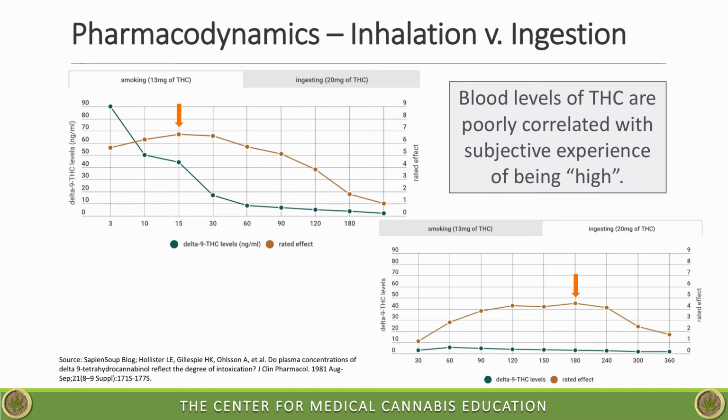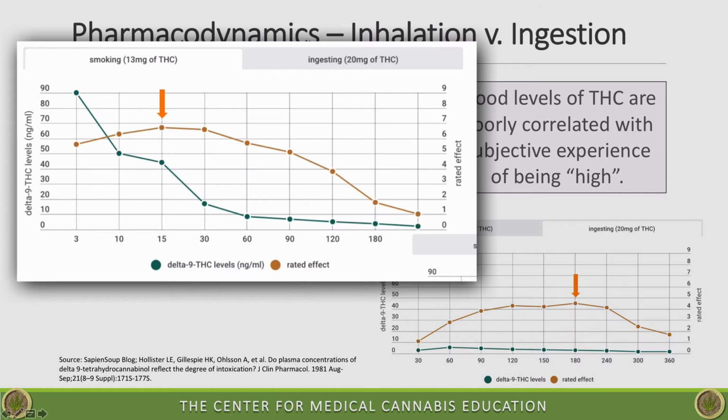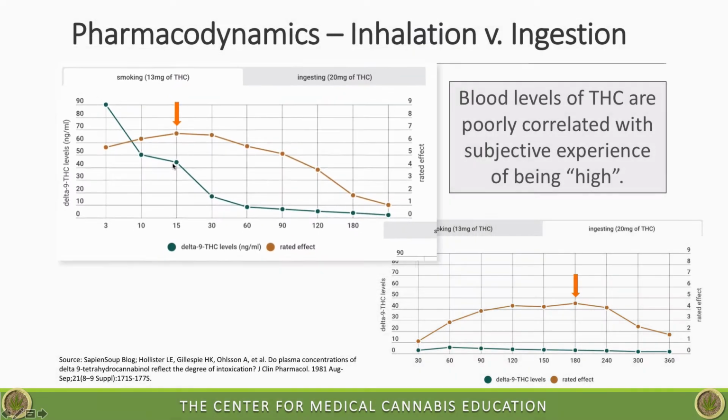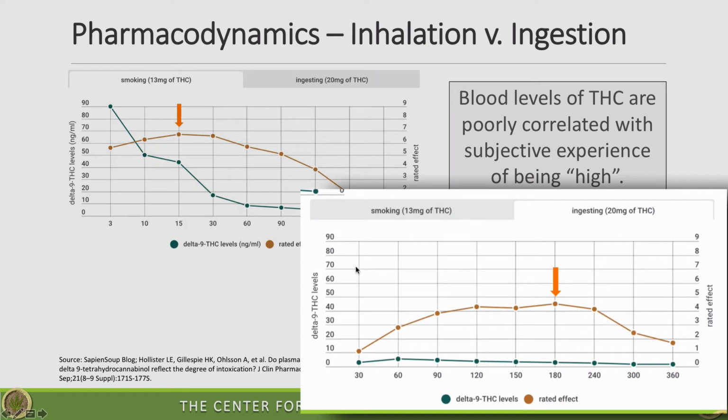It's interesting to note that the subjective experience of being high is not well correlated with blood levels of delta-9 THC. In the graph on the left, we are looking at levels of delta-9 THC after inhalation and subjects' subjectively reported experience of being high, which is in orange here. Notice that the subjects are feeling higher as blood levels of THC decrease. In the graph on the right, we are looking at levels after ingestion of 20 milligrams of THC. The subjective experience of being high, here in orange, is rising up to 180 minutes after ingestion, whereas levels of delta-9 THC are relatively flat during that period of time.